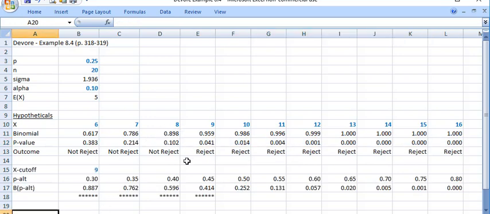If I treat that as my cutoff, so my cutoff was 8, at 8 or less I'm going to reject the null hypothesis, so my cutoff is really 9. I can use that cutoff of 9 to calculate the beta risk for a series of other probabilities.